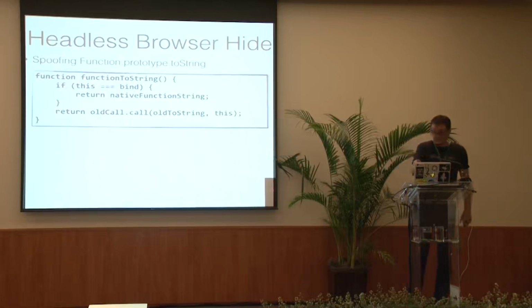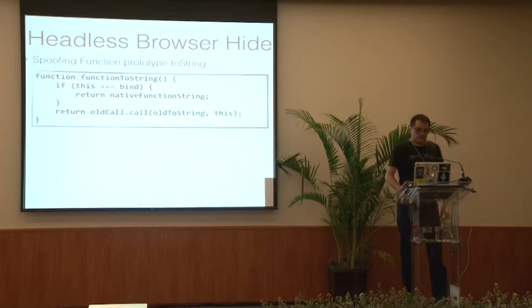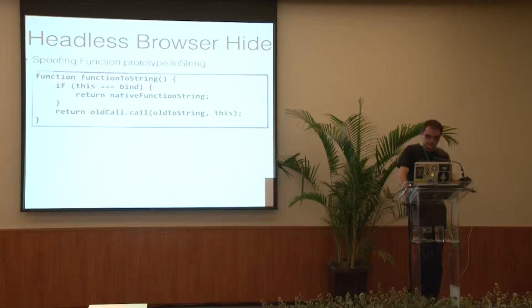And to spoof toString, it's like 3 lines like this. You check if the context is bind, you return something that looks like a native string, like function bind, native code. If it's something else, then preserve the original functionality of toString. Well, toString is also a function. So what would happen if we call toString.toString? It's going to reveal this code, and we're going to figure out that toString is actually fake.